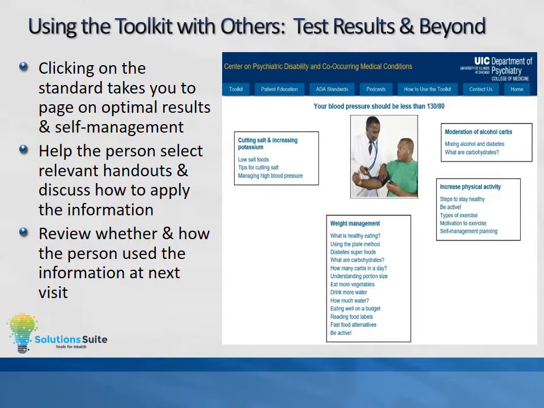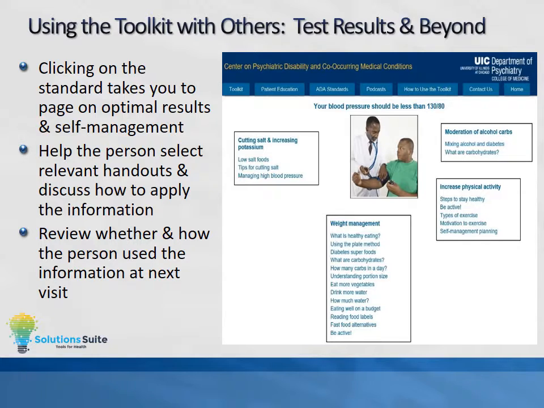Clicking anywhere on the standard takes you to a page that states the optimal blood pressure for people with diabetes. This page also has links to selections from the library that relate to blood pressure. Help the person choose one of these handouts and discuss it. The person might pick a handout on low-salt foods, or one on tips for reducing salt in their diet, or even one on how exercising more will lower their blood pressure.